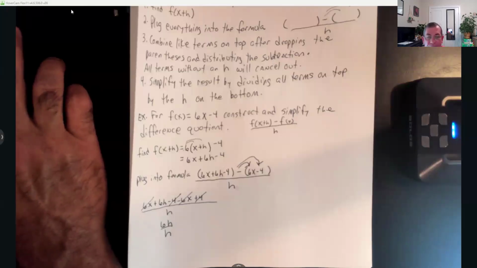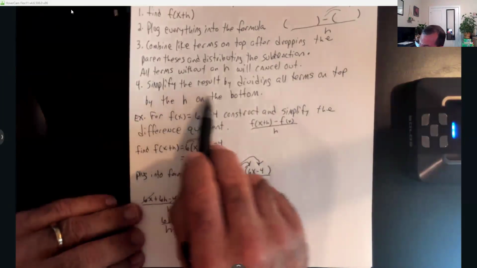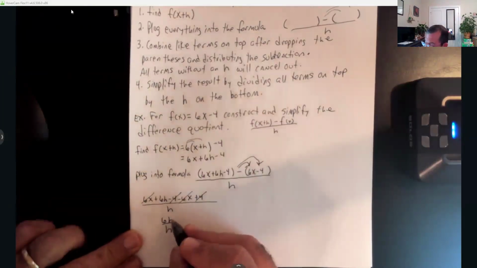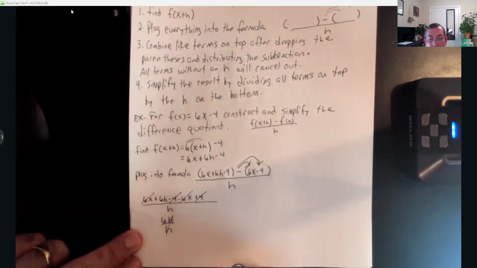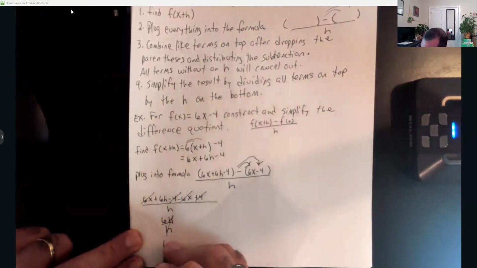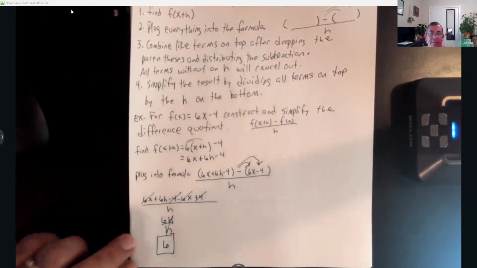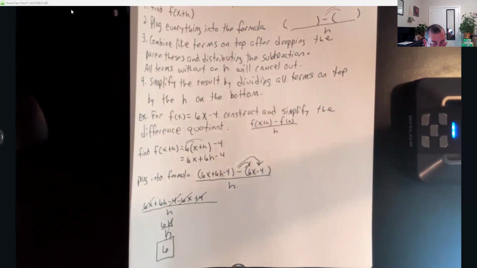And that, good job, because the last step, divide all terms by the h. Well, those h's cancel out basically, and our final answer is 6. Okay? So y'all, that's the trick on these, okay?